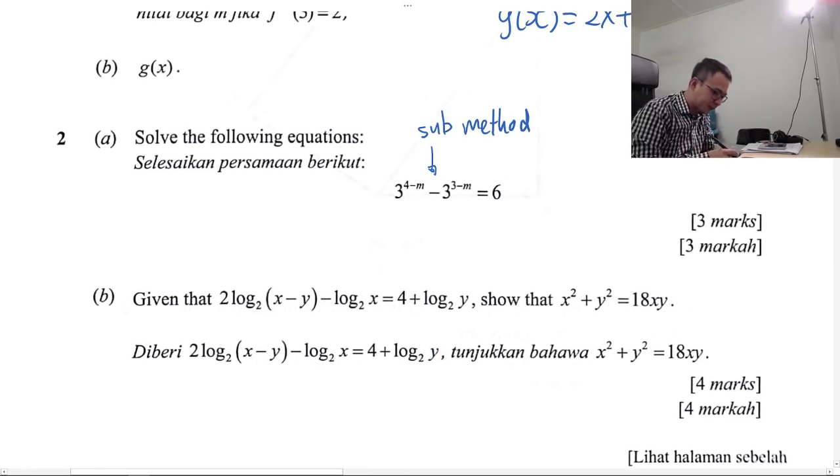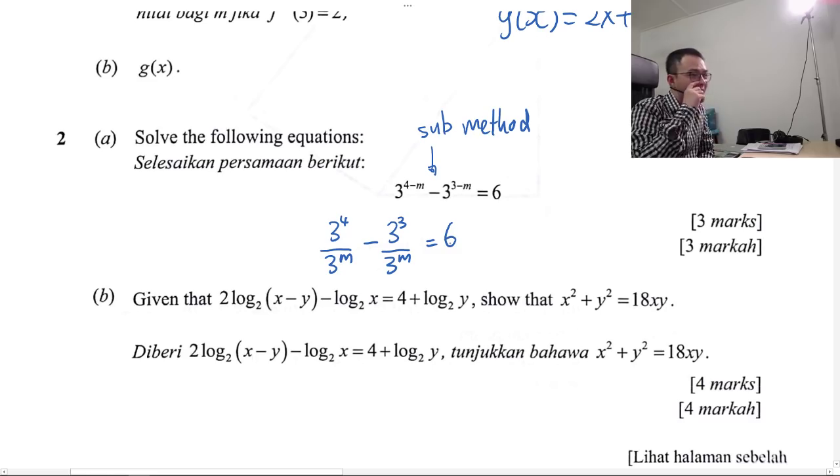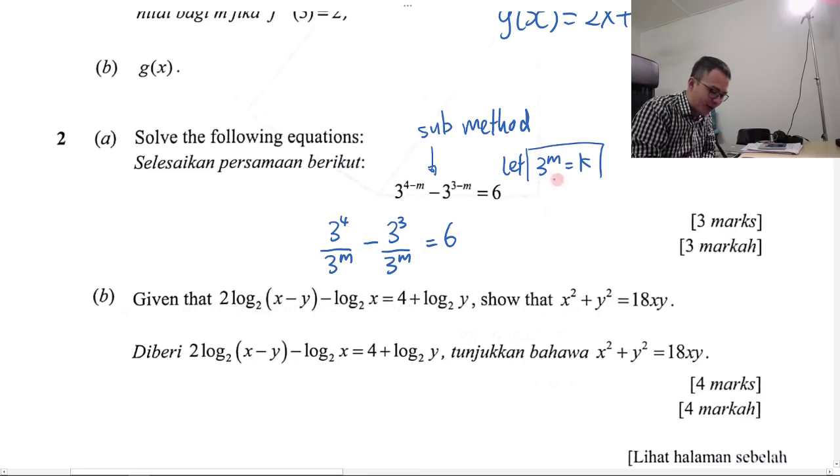Alright, so I will simplify this equation first. 3 power of 4 divided by 3 power of m, minus 3 power of 3 over 3 power of m equals 6. In this equation, I will let 3 power of m equal to any letter. I like 3 power of m equals k, for example. So all my 3 power of m here will become k. Therefore you should have 3 power of 4 is 81 over k minus 27 over k equals 6.